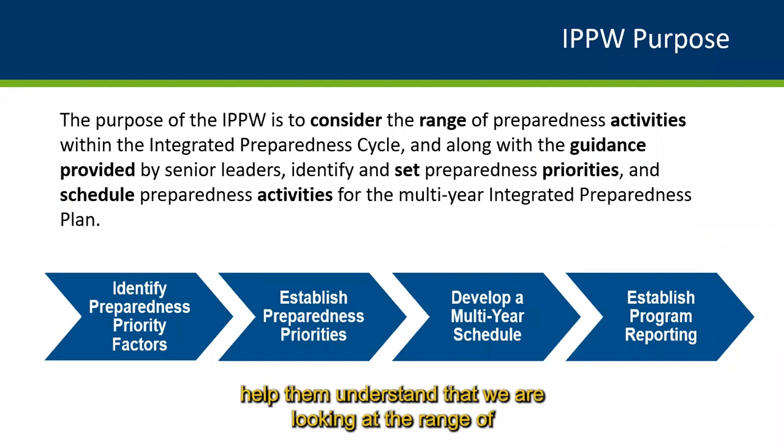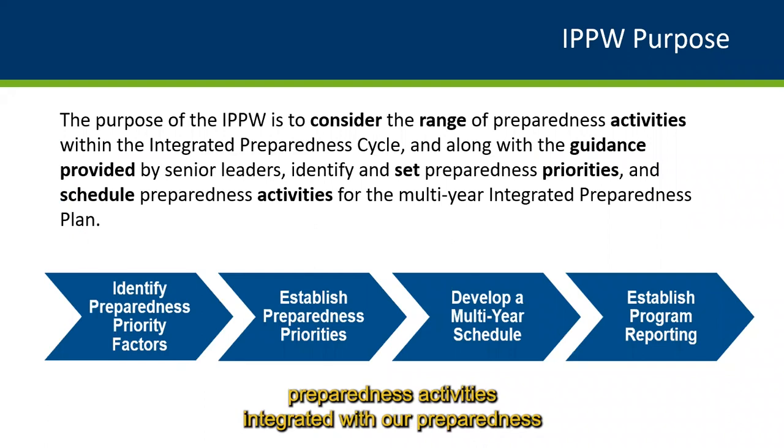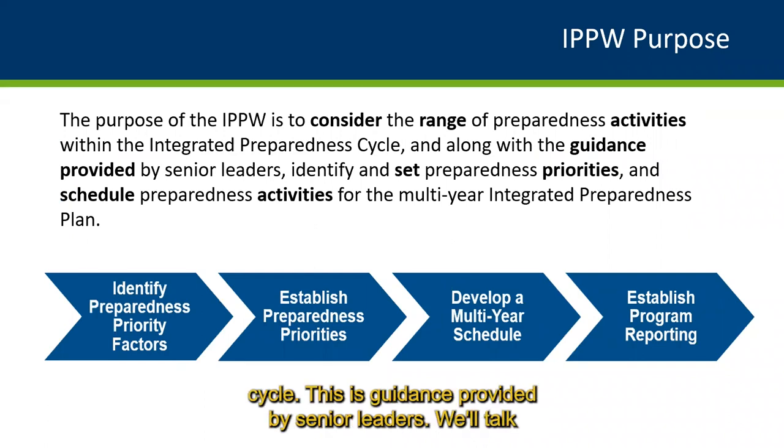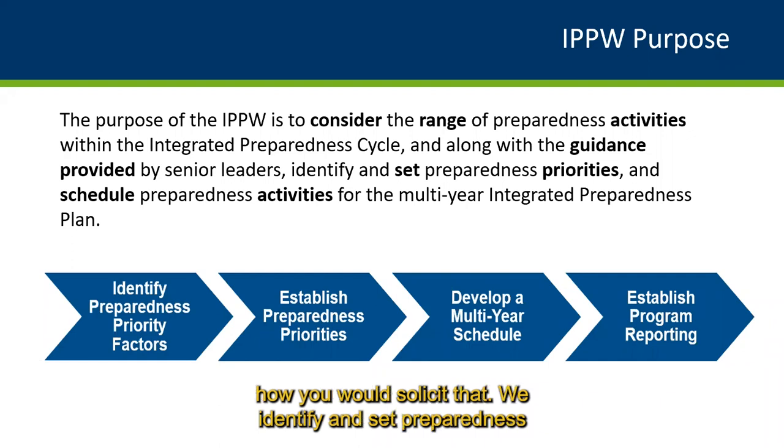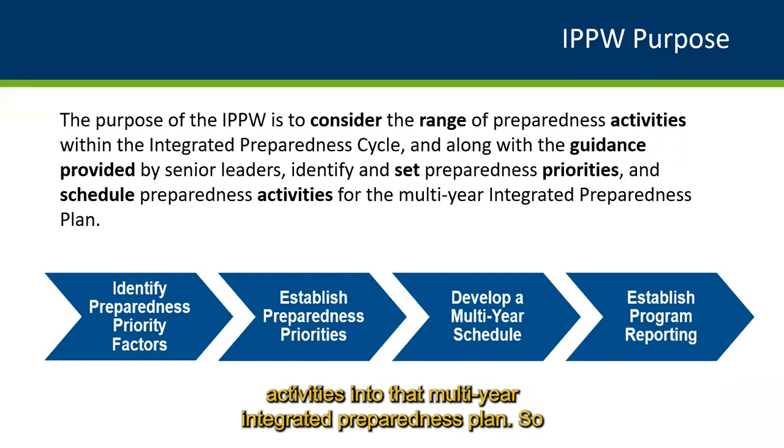So we'll start, and we would introduce our participants to the purpose of an IPPW and help them understand that we are looking at the range of preparedness activities integrated with our preparedness cycle. This is guidance provided by senior leaders. We'll talk about that in just a minute, and there's actually a section of this on how you incorporate the guidance by senior leaders and how you would solicit that. We identify and set preparedness priorities, again, senior leader guidance, but also based on what we learn from assessments and from after action reports and improvement plans. And then we schedule preparedness activities into that multi-year integrated preparedness plan.